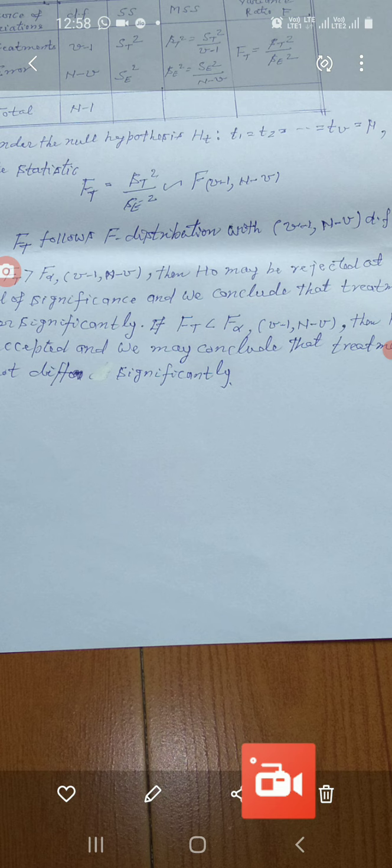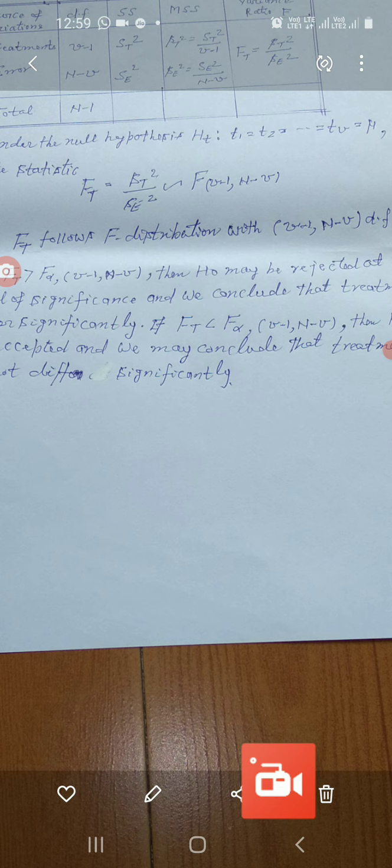Now under the null hypothesis, HT, meaning hypothesis for treatment, T1 equal to T2 up to TV equal to mu, the statistic FT, variance ratio for treatment, is equal to small st square upon small se square, and this follows the variance ratio distribution for the degrees of freedom V minus 1 comma N minus V. That means FT follows the F distribution with V minus 1 and N minus V degrees of freedom.